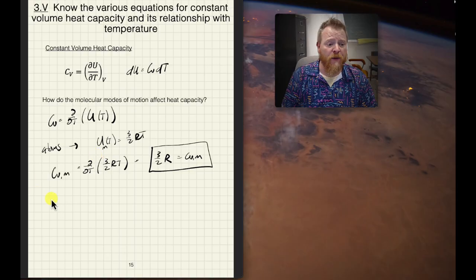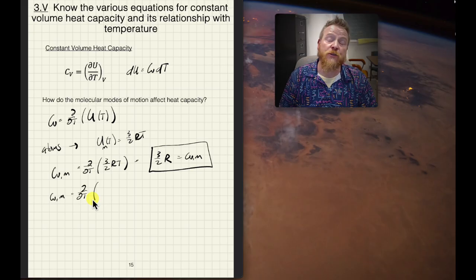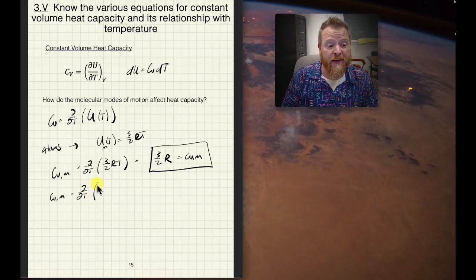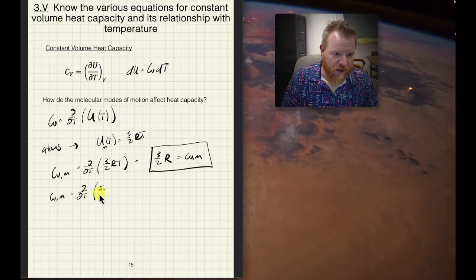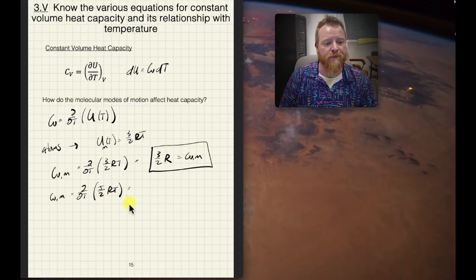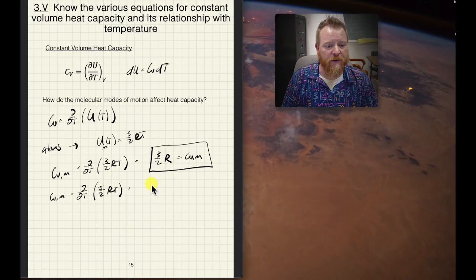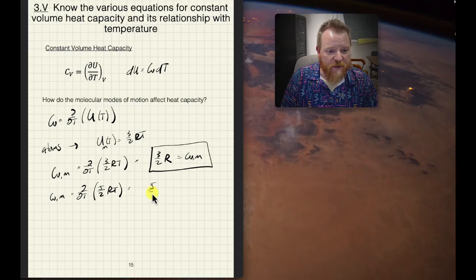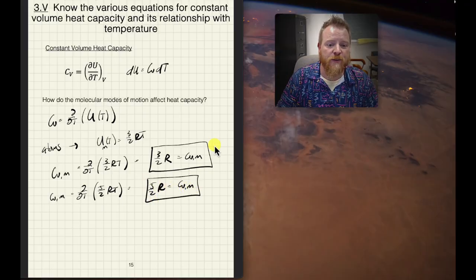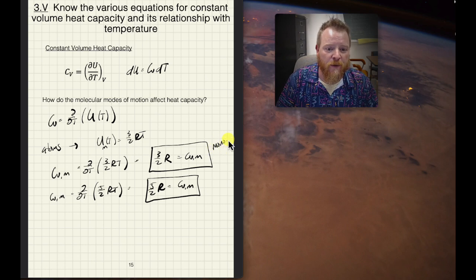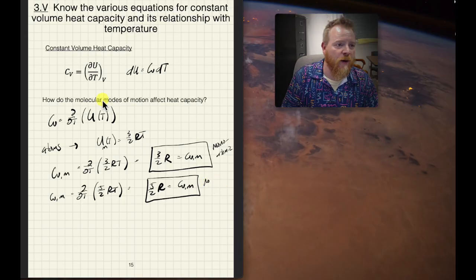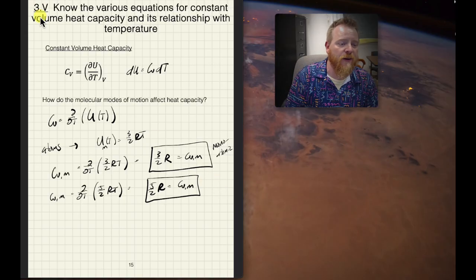Well, what about a linear molecule? Well, recall that UM for a linear gas molecule was equal to 5/2 RT. So again, another very simple derivative. That means for a linear molecule, CVM is equal to 5/2 R. Brilliant. So let's put that down. Monoatomic gas. This would be, I almost wrote nonlinear, but it's linear.